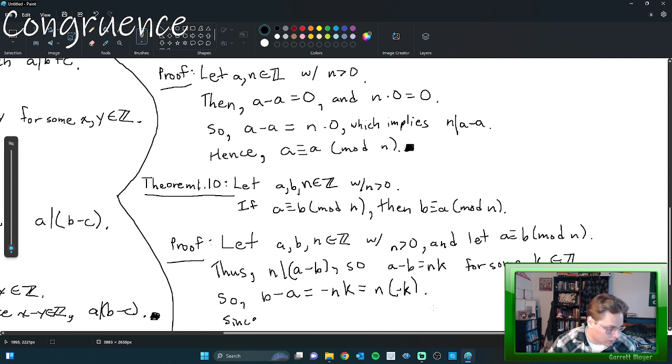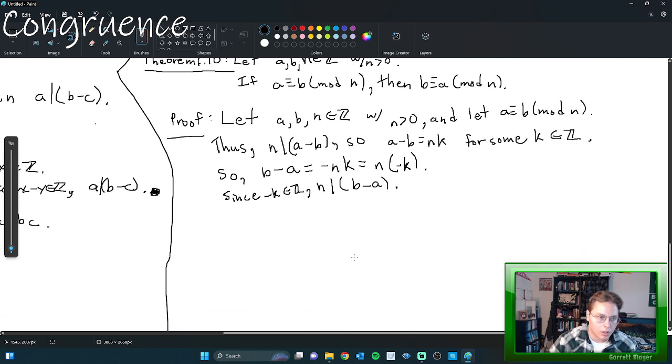And negative k is still an integer, so since negative k is an integer, n divides B minus A. Hence, B is congruent to A mod n. So this proves basically that the equivalence relation is symmetric, similar to equality.